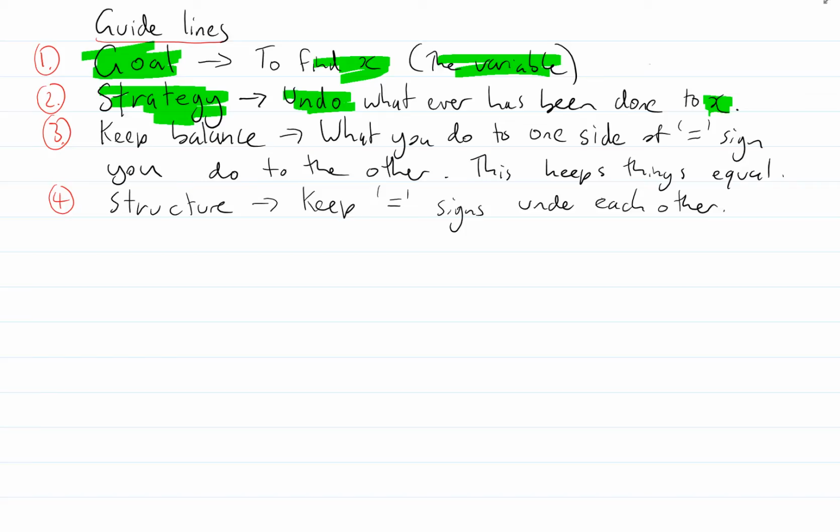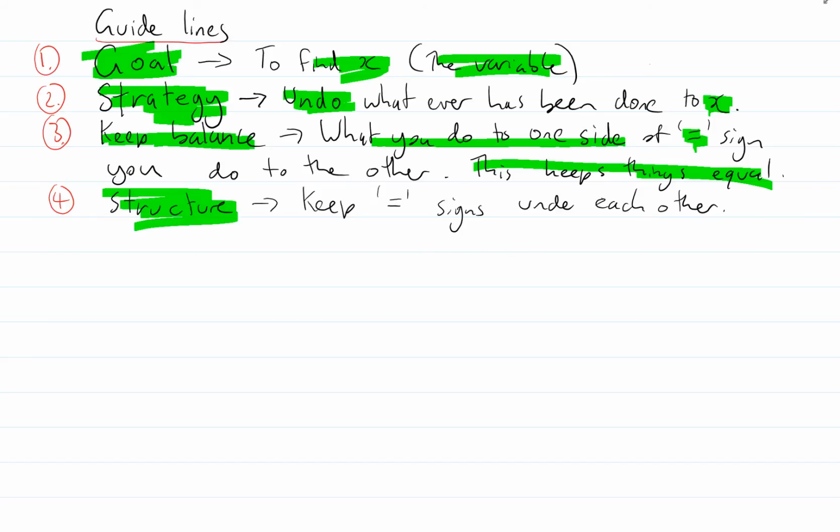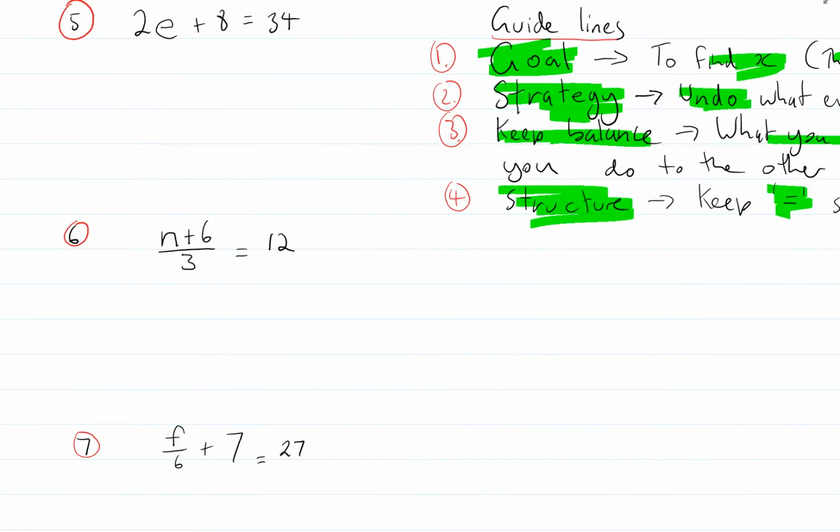And some other guidelines are to keep balance. When I say that, I mean what we do to one side of the equal sign, we do to the other side, and this keeps things equal. And the structure, to keep things looking nice, we keep the equal signs under each other. I'll demonstrate that with some examples.